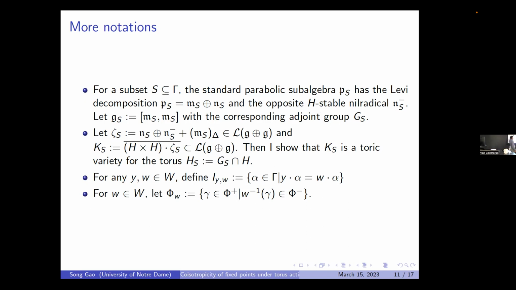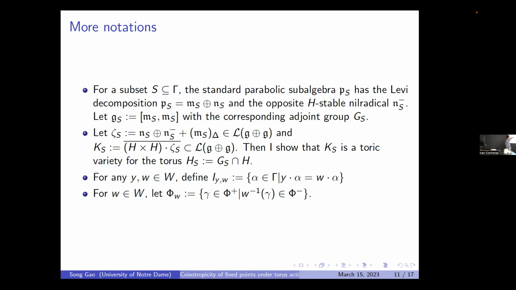With the above definitions, we can define what zeta S is. This is a Lagrangian subalgebra. I define the variety K_S to be the closure of the H cross H orbit through zeta S. Then I can show that this is a toric variety for the torus H_S, which is a maximal torus inside G_S.